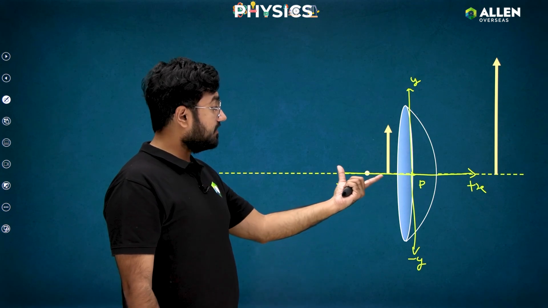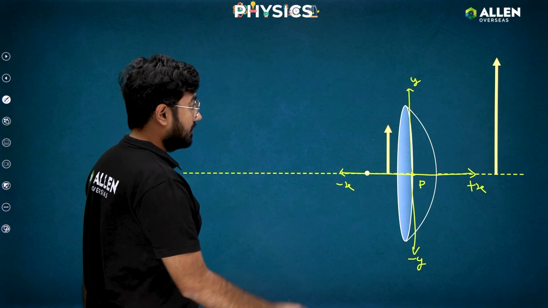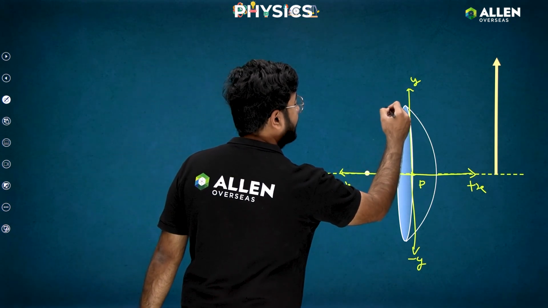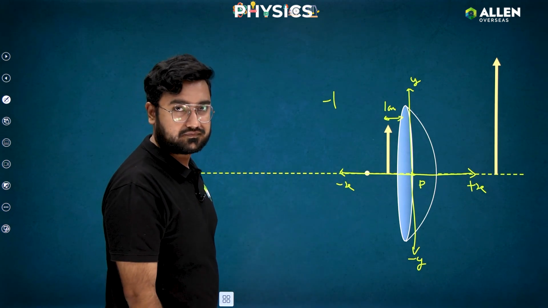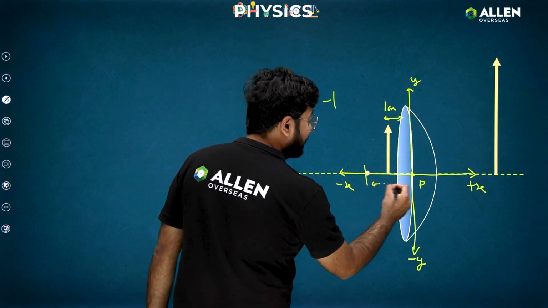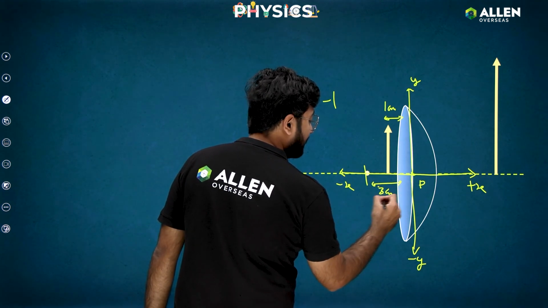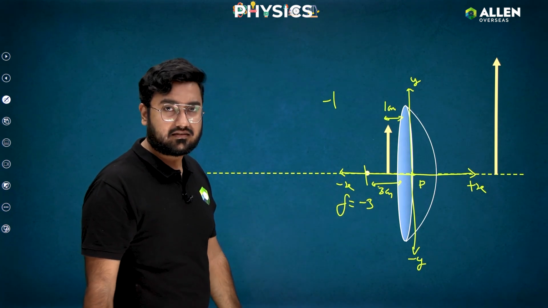That means if I am keeping the object towards the left, suppose at 1 centimeter, this will be taken as -1. Suppose the focus is at 3 centimeter, so I will be taking it as -3. Getting the gist?